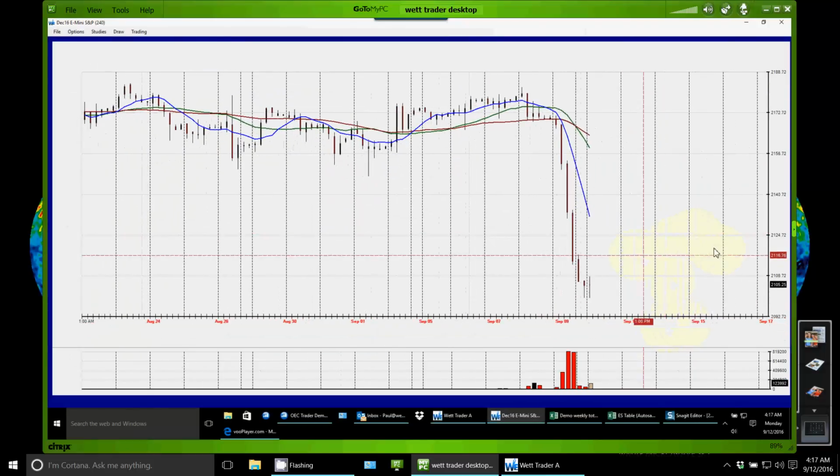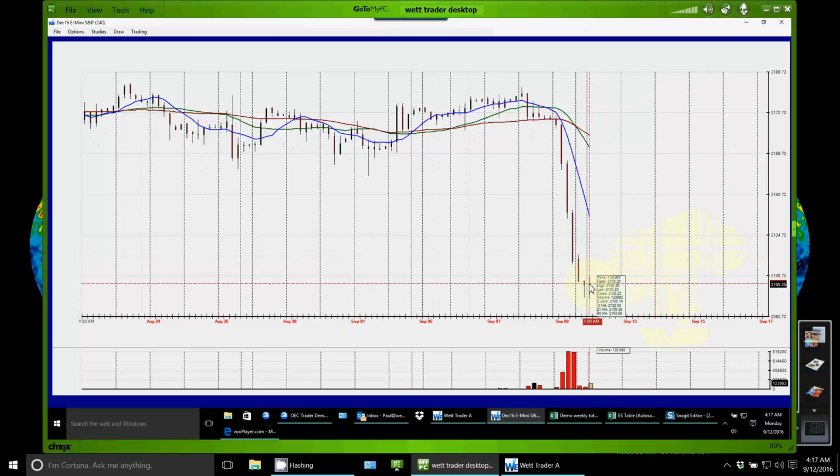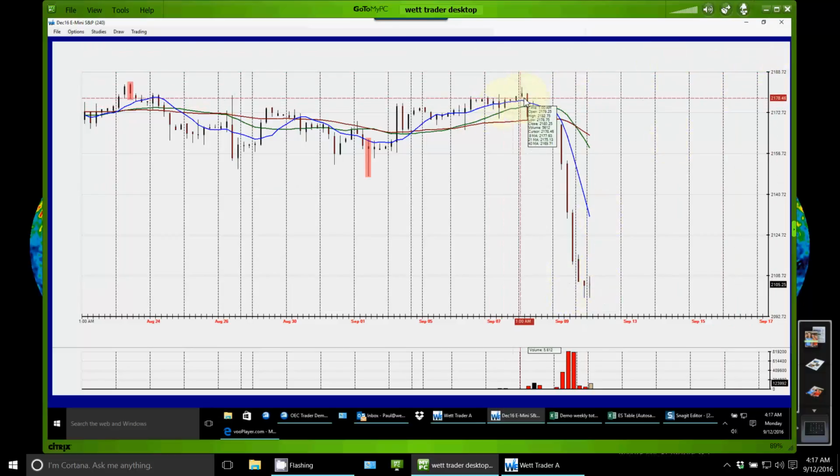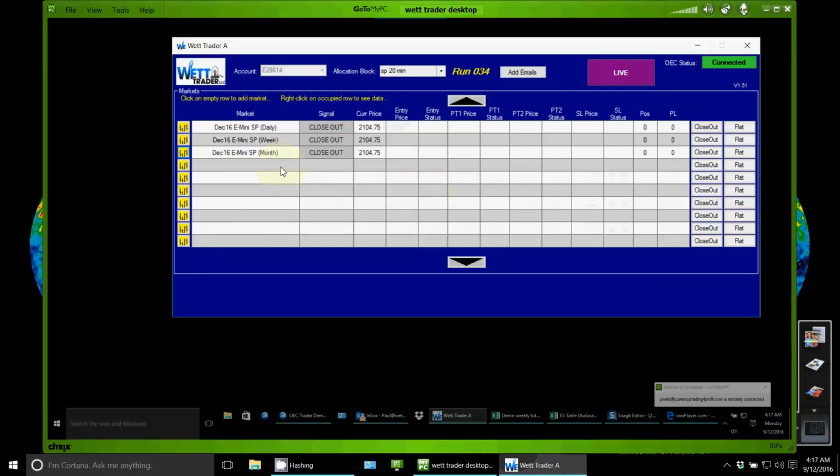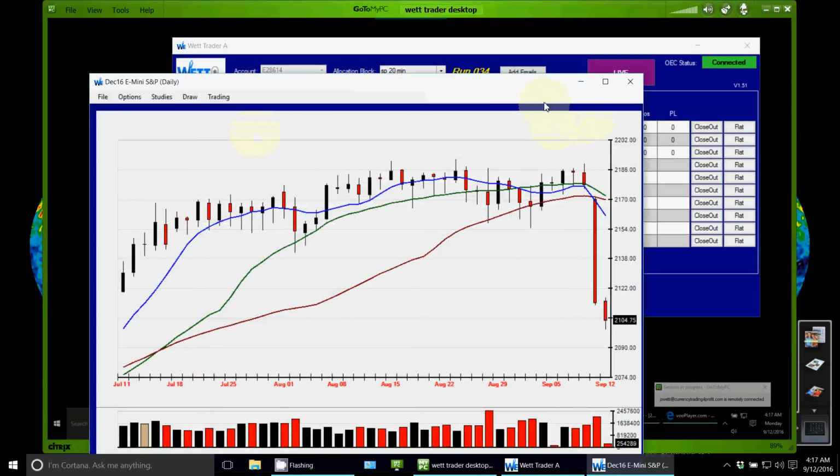Folks, in the Wett Trader LLC software, all you have to do is put your cursor on any of the bars, and this shows you what high and low is used. Obviously, if it's a green bar, it's looking for a buy. If it's a red bar, it's looking for a sell. Obviously, we have a minor trend, we have a major trend.